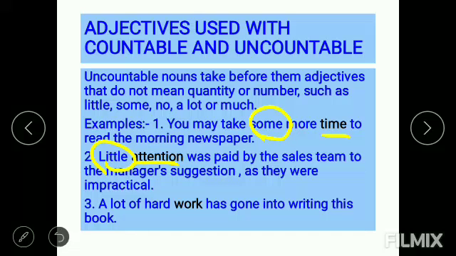Third: a lot of hard work has gone into writing his book. So here work is an uncountable noun, because we can count pages of writing, like I have written 3 pages, but we can't count the writing itself. And a lot of is the adjective.